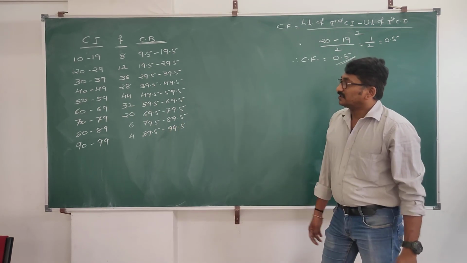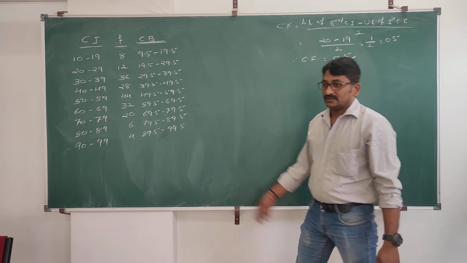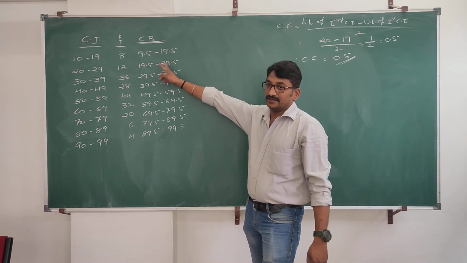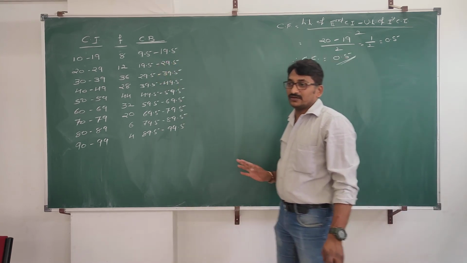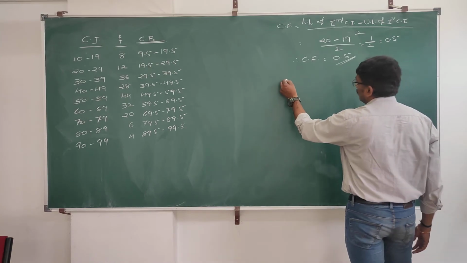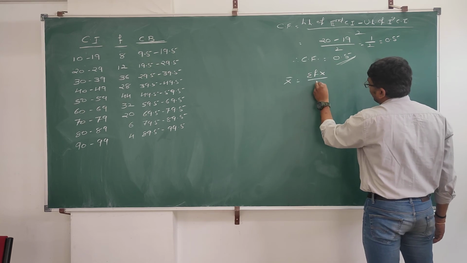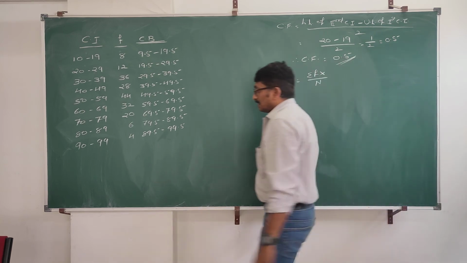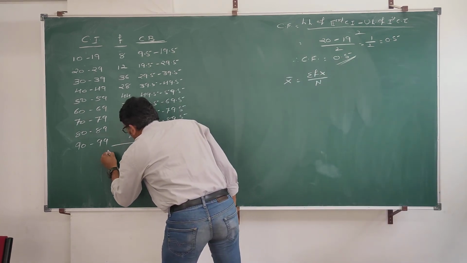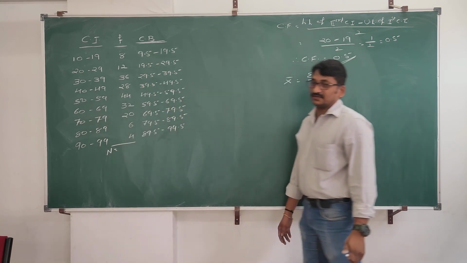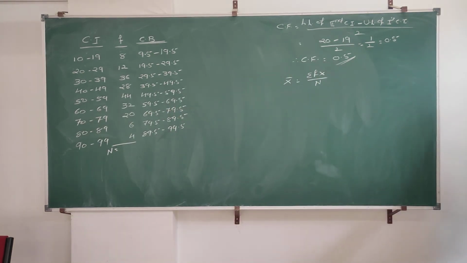Check your class boundaries. Now is it exclusive or inclusive? Exclusive, because the upper limit is repeated once. Now you can go for the mean formula. What is the formula of mean? It is summation fx divided by capital N. Capital N is nothing but your total of frequency.